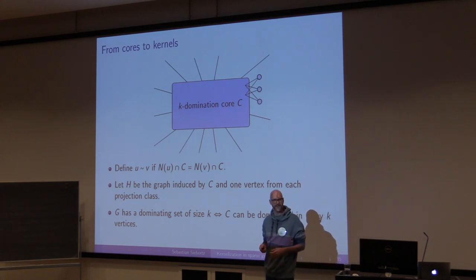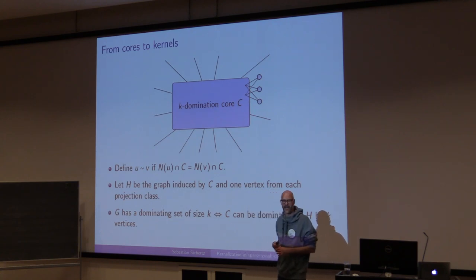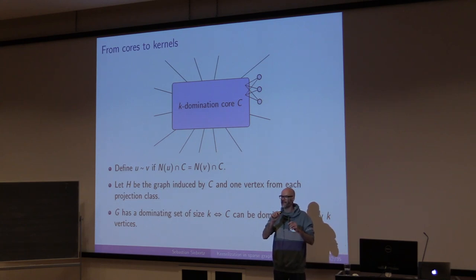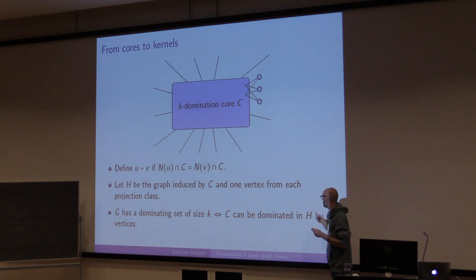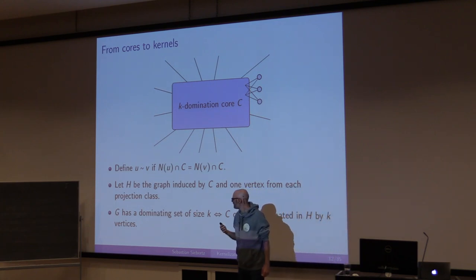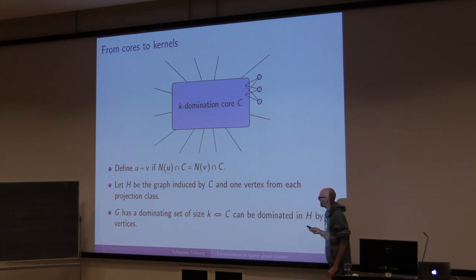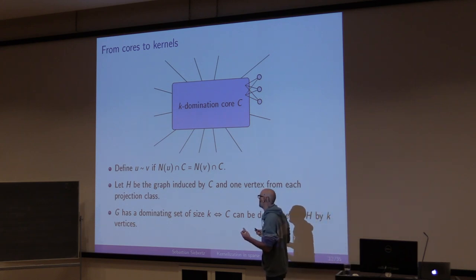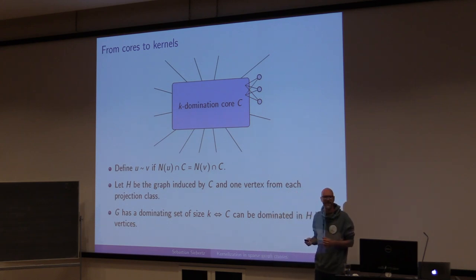You can make it an instance of the dominating set problem again with this trick that we have seen before, adding the pendant vertex with k plus one other vertices, and we will be forced to pebble this guy. Then it may not be an instance of your original graph class again, so this is somehow technical. Yeah, but you get the idea here really. From the core, you get to a kernel, and we aim to find small k domination cores.